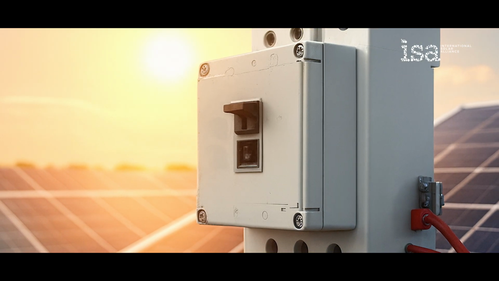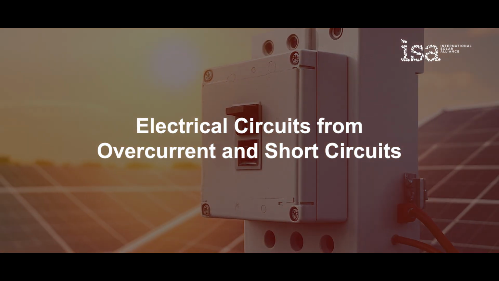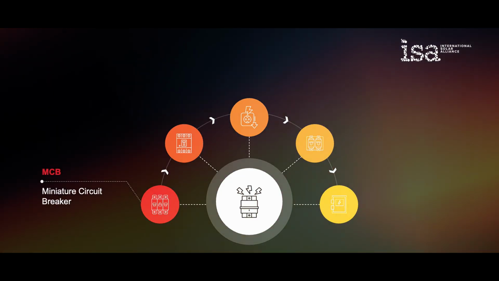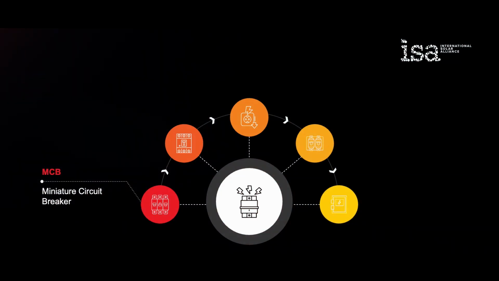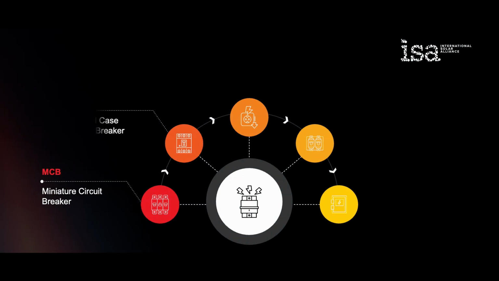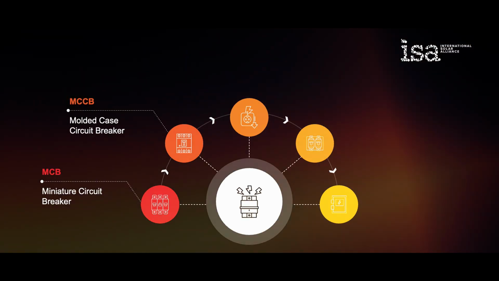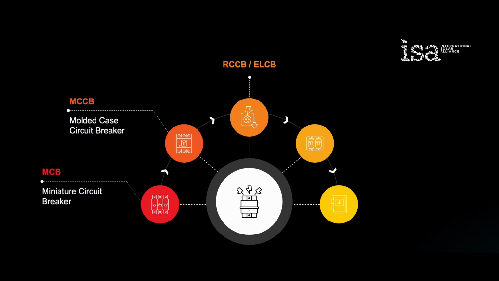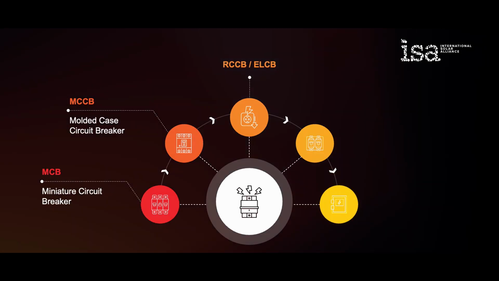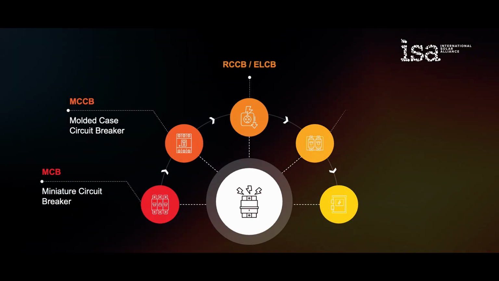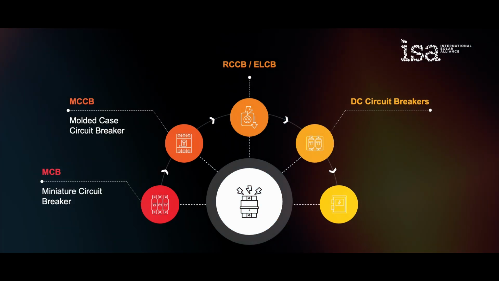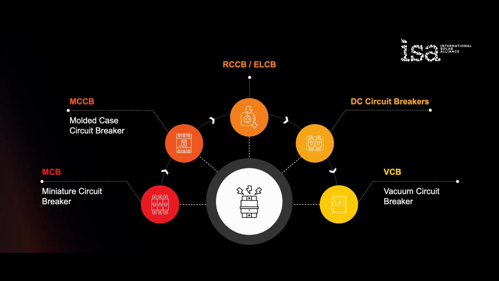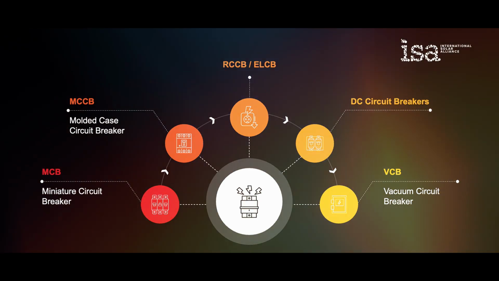Circuit breakers protect electrical circuits from overcurrent and short circuits. Major types used in PV systems. MCB, miniature circuit breaker, for small loads, low current circuits. MCCB, molded case circuit breaker, higher current, adjustable trip, used near inverters. RCCB/ELCB, earth leakage protection for personnel safety. DC circuit breakers, specialized arc extinguishing chambers to break DC arcs. VCB, vacuum circuit breaker, used in utility-scale high-voltage substations.